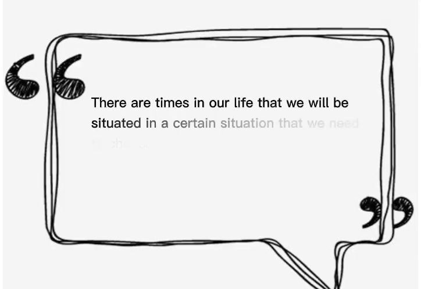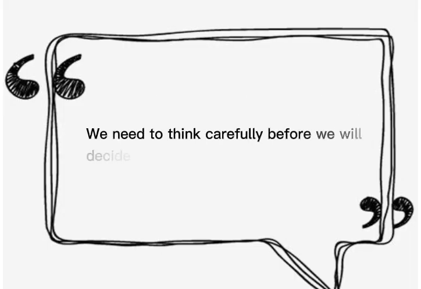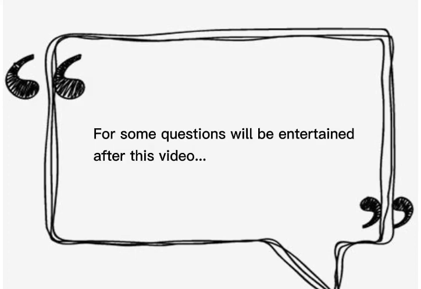Indeed, there are times in our life that we will be situated in a certain situation that we need to choose or to decide. In choosing one's action, we need to ethically equate the situation of what we must opt to do. In other words, we need to think carefully before we decide what action we will take. That's all for our topic for this day, and some questions will be entertained after this video.